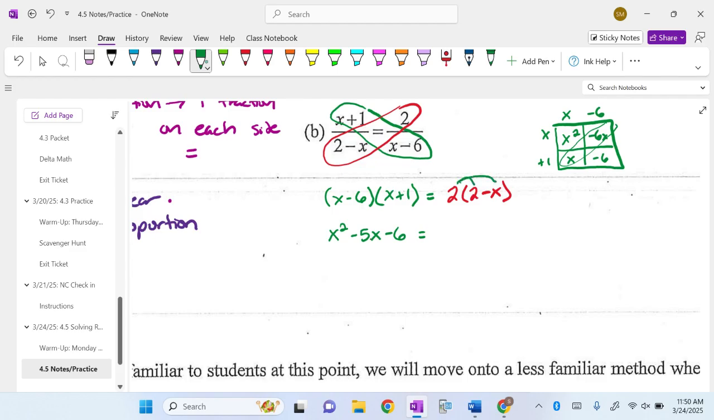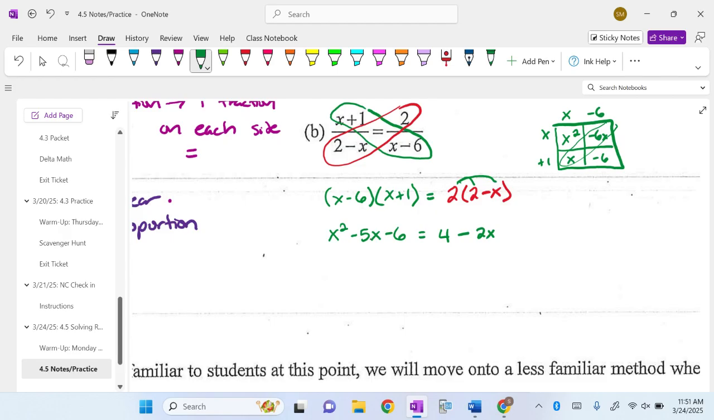Distribute. So I got 4 minus 2x. Now, when you solve any quadratic, whether you do it by factoring, quadratic formula, completing the square, taking a square root, whatever, what do you always have to get one side of the equal sign to? 0. You got to get one side of the equal sign equal to 0.